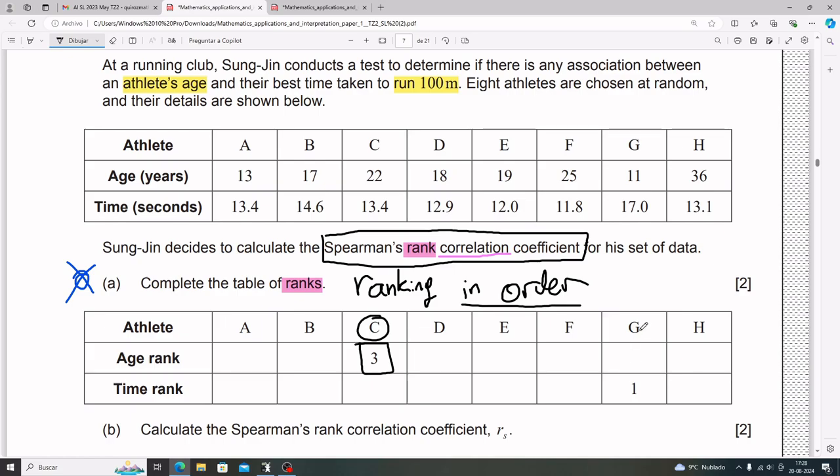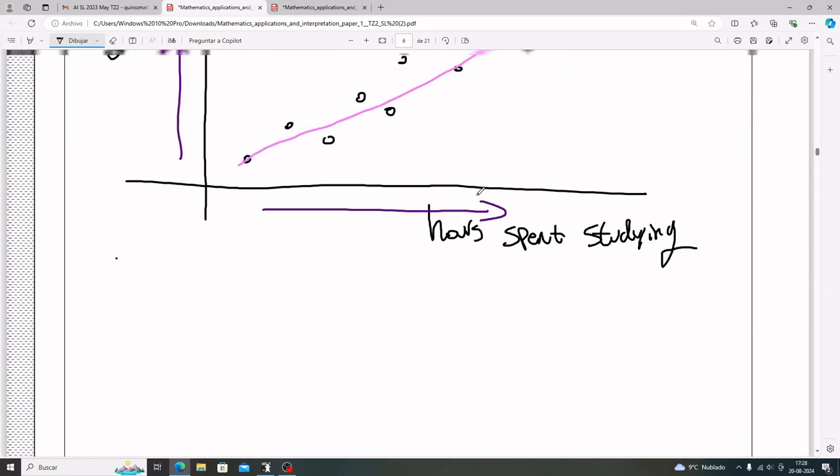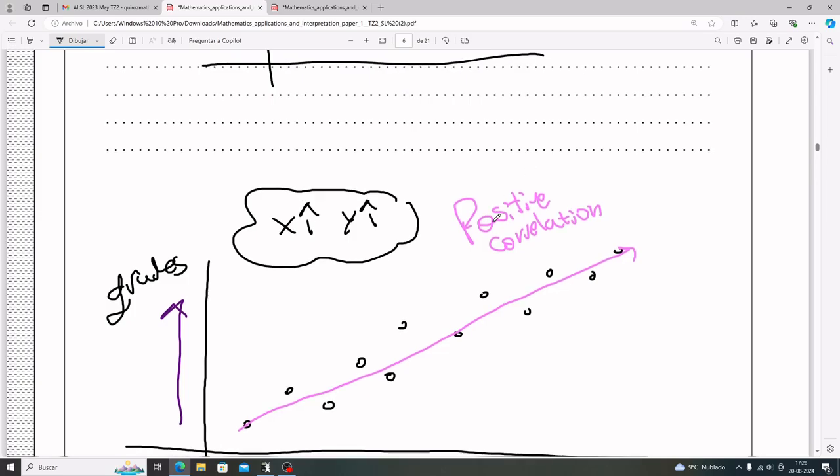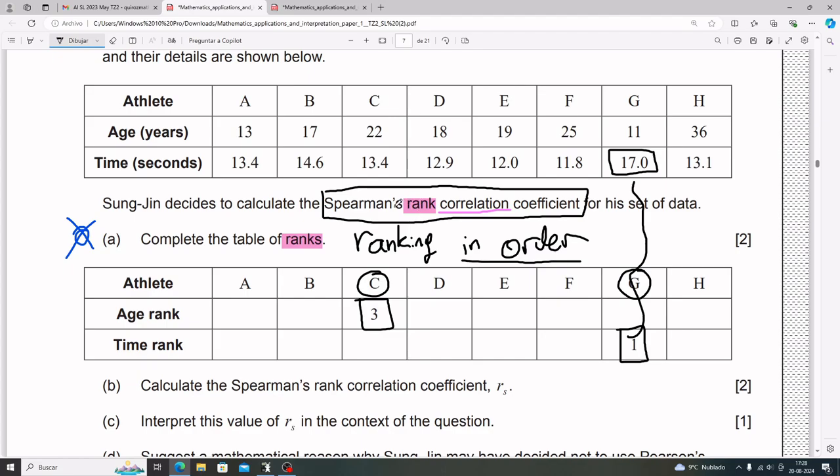And for example, the time rank of athlete G is 1st. And so the highest time rank is athlete G, which makes sense because if you look up here, the equivalent, 17 seconds, is the largest amount of seconds. That makes a little bit more sense, doesn't it? So Spearman's rank correlation coefficient helps you establish some sort of correlation. It might be positive, it might be negative. And in this case, we do it by ranking. So that's the key word, Spearman's rank correlation coefficient. You will be ranking your data in order.